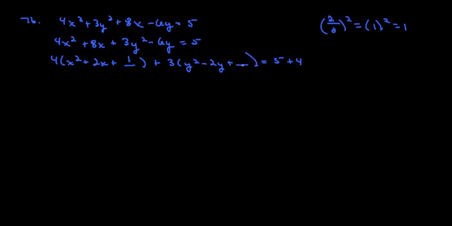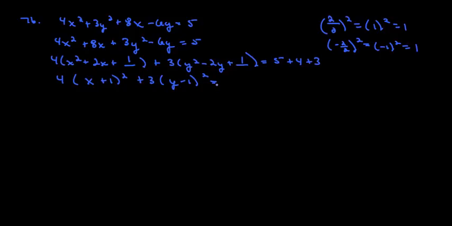Likewise, let's get this value right here. That's going to be negative 2 divided by 2 squared, which is negative 1 squared, which is 1. So I'll put a little 1 here, but I really put a 3 there. So we'll add 3. So the left side is going to be 4 times x plus 1 squared, and this is going to be 3 times y minus 1 squared. And I'm just going to have 12. 5 plus 4 is 9, plus 3 is 12 on the right side.